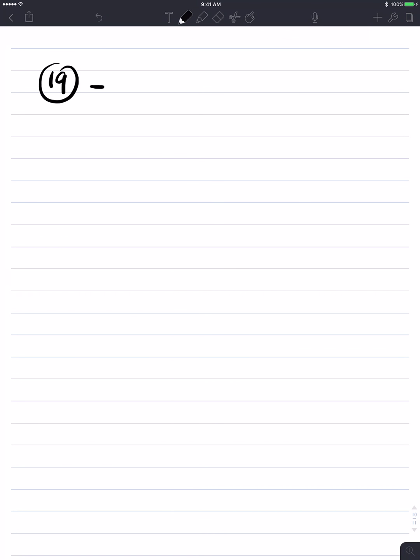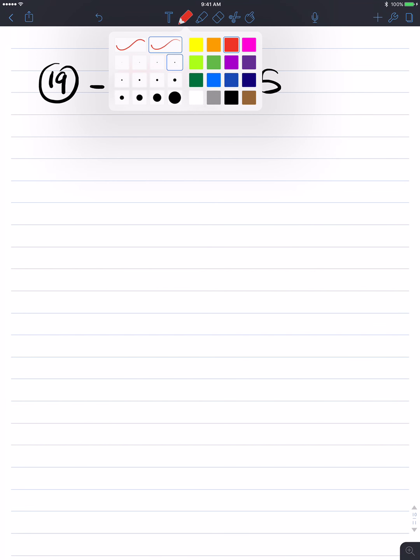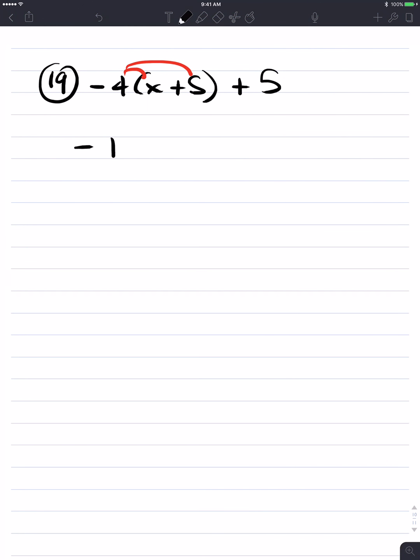Number 19, negative 4, x plus 5. Don't forget to add 5. We're going to have to remove these parentheses. Negative 4 times x is negative 4x. Negative 4 times a positive 5 is negative 20.